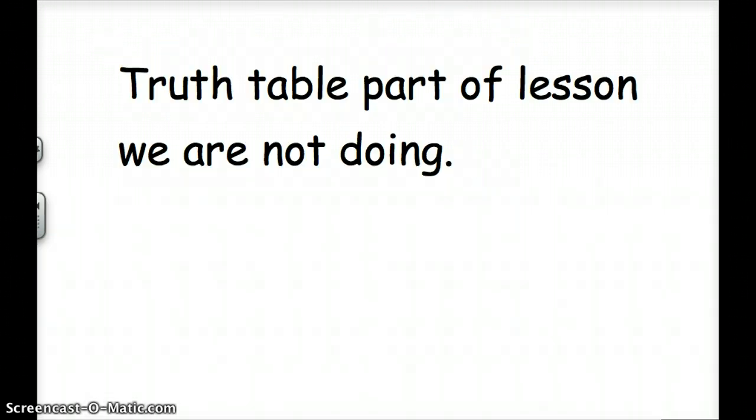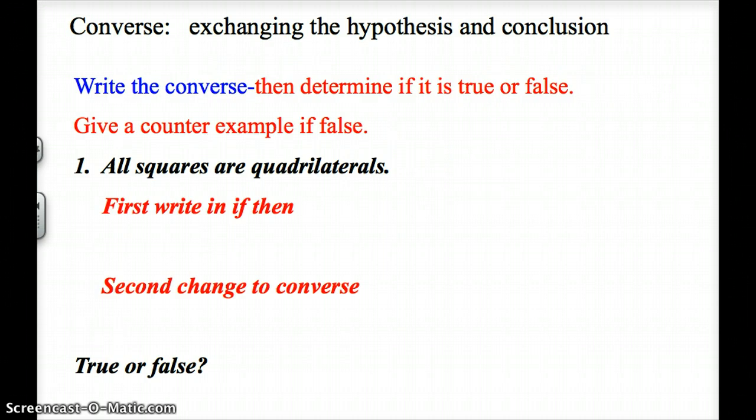Again, I spoke about not doing the truth table part of this lesson, so we're going to skip that, and we're going to go down to the bottom, which is converse. At this point, we're going to start changing statements, and one of the changes that we're going to make is called a converse. Converse is exchanging the hypothesis and the conclusion around. So you take the then part and you move it to the front, and you take the if part and you move it to the back. You're just switching those two around.